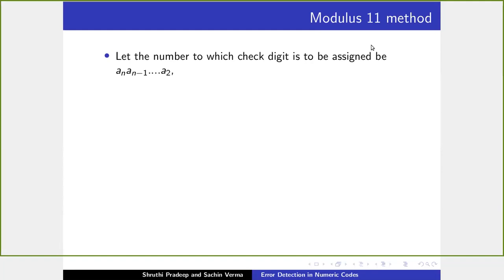So let's take the code word to be an minus 1 to a2, modulo 11. What you have noticed is so far we have taken modulo 10 and somewhere it was failing. The twin errors and the jump twin errors failed because if I took a multiple of 5, the remainder came out to be 0, correct?